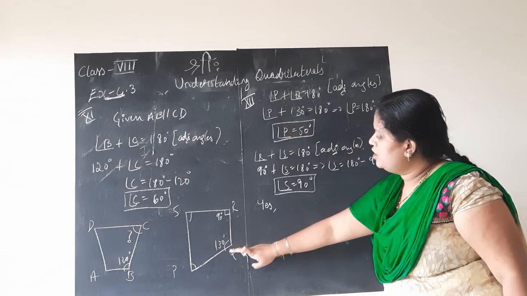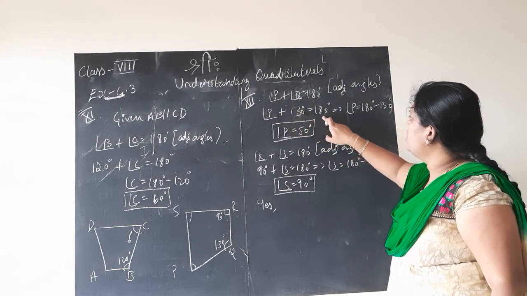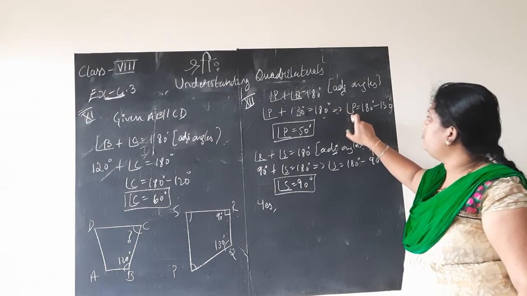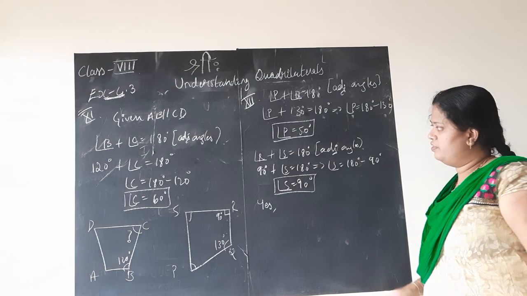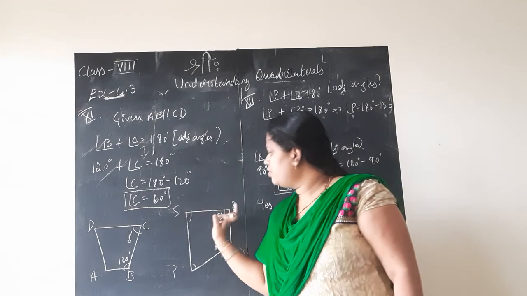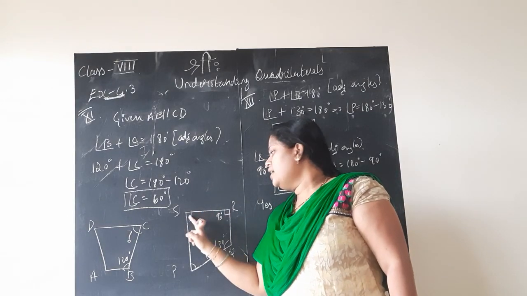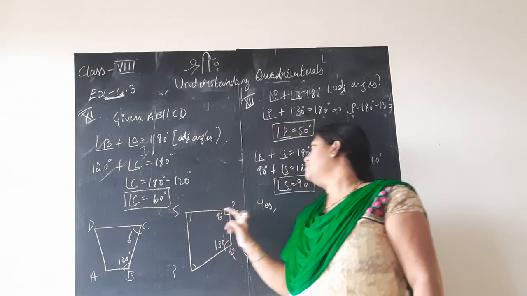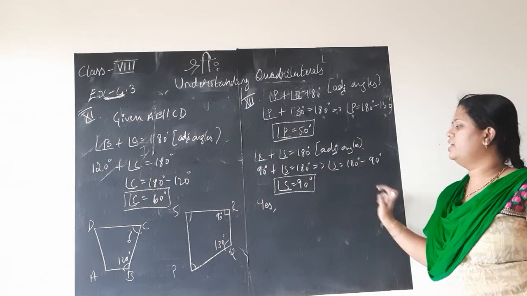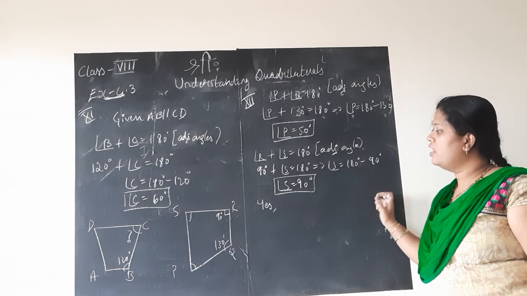Angle P plus angle Q, we know angle Q is 130 degrees. Substitute, it is equal to 180. This implies angle P is 180 minus 130, and the angle P is clearly 50 degrees. Similarly, you apply for angle R and S. Angle R and S are adjacent angles, therefore angle R plus angle S is 180 degrees, and S is 180 minus 90, and clearly S is 90 degrees.